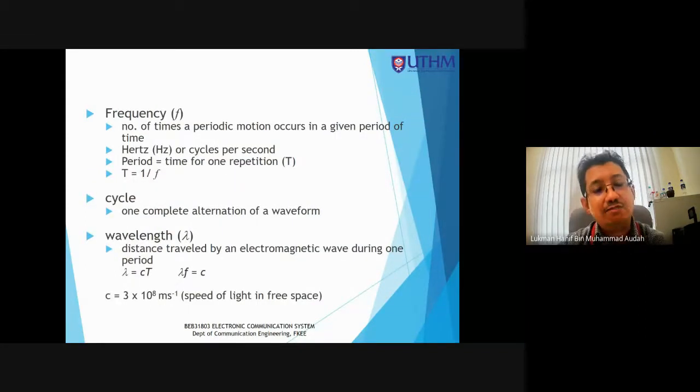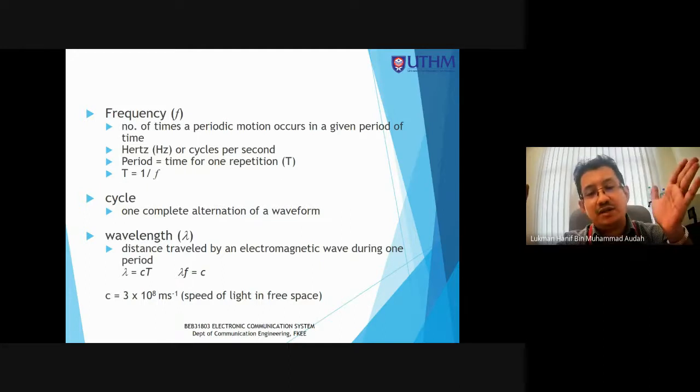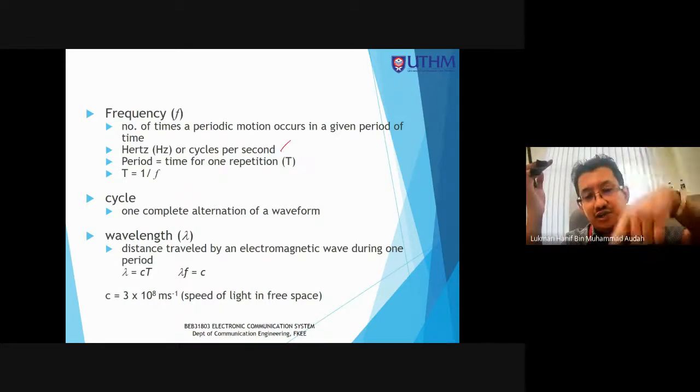Frequency. So these are the important parameters. Frequency, number of times a specific motion occurs in a given period of time. So hertz or cycle per second. So frequency ini merujuk kepada berapa banyak kitaran lengkap dalam masa satu saat. Okay, in one period time, how many oscillations in one period time? Okay, or how many oscillations in a second? So biasanya kita dalam sebutan second. Berapa banyak ayunan? How many oscillations in 1 second?